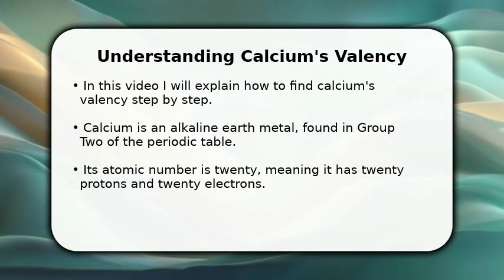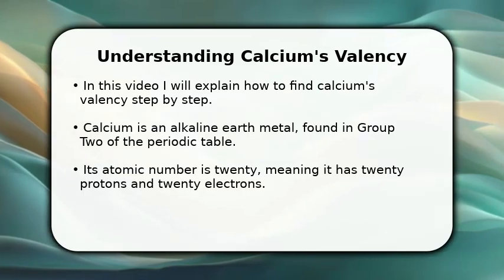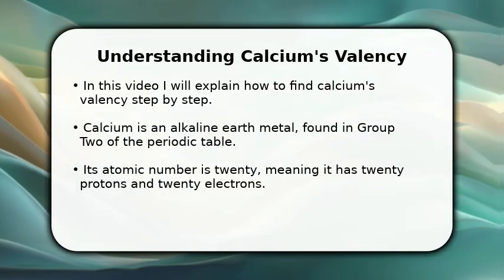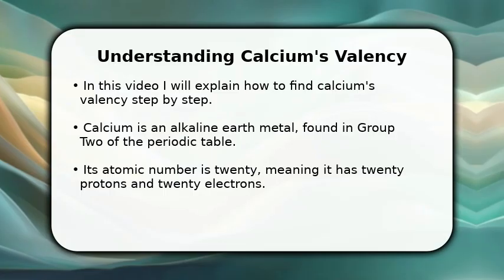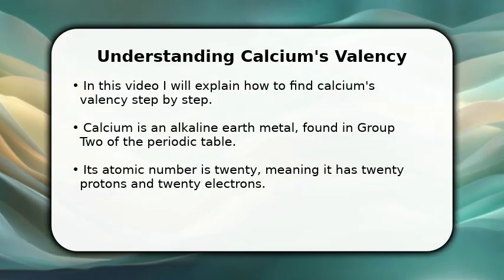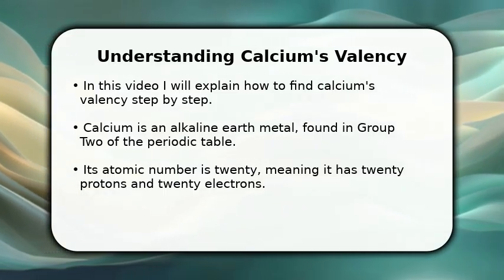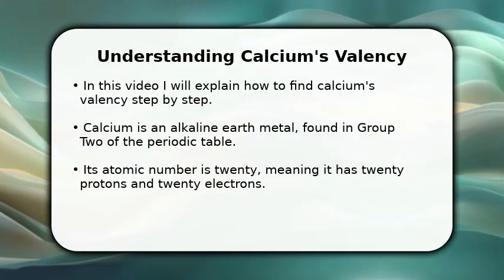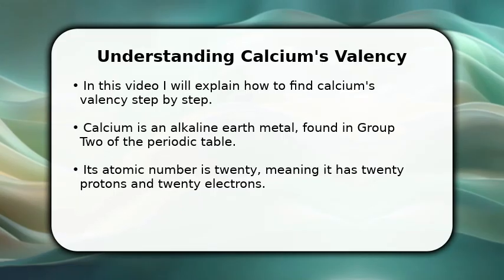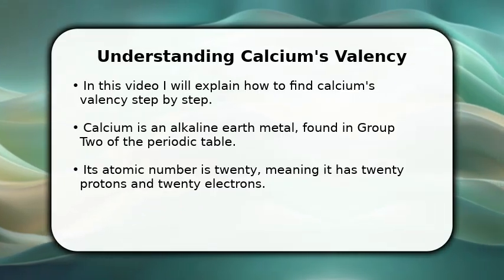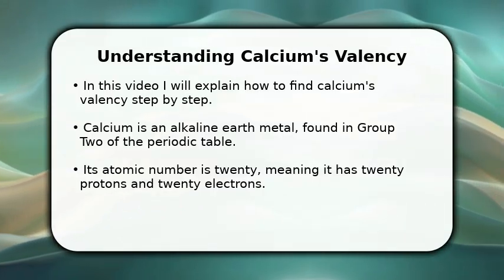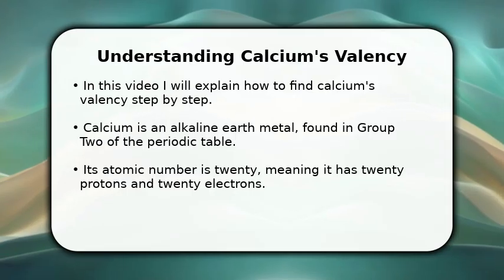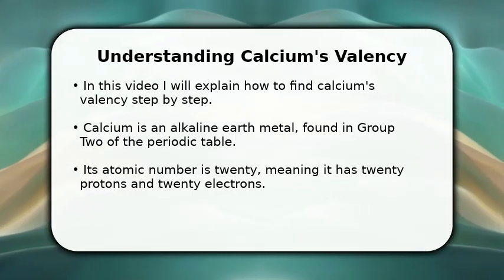Hello everyone. In this video, we'll explore how to determine the valency of calcium, a common element. We'll start by looking at its fundamental atomic structure. Calcium's atomic number is 20, which tells us it possesses 20 protons in its nucleus and 20 electrons orbiting around it. This foundational knowledge is crucial for understanding its electron arrangement and, ultimately, its chemical behavior.